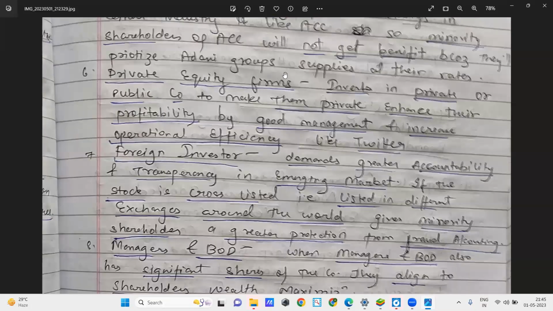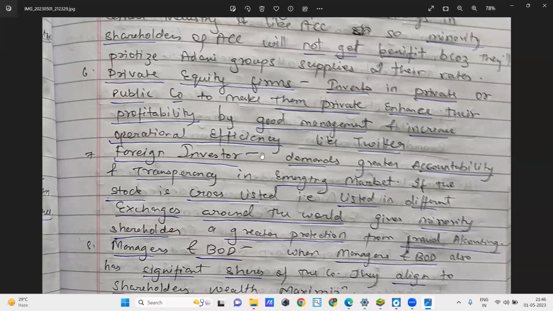The next one is the private equity firms. What private equity firms do is invest in private or public companies. They make them private and enhance their operational efficiency and profitability. Like Elon Musk is doing with Twitter, as Twitter is a cash-burning company. What he did was take the company private, and he has made some changes. And I think in the next 5 to 6 years, he's going to go public again.